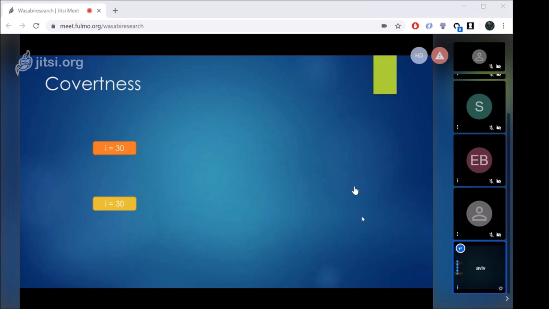So what do we mean by covertness in light of coin swaps? We mean that if you have Alice in orange and Bob in yellow, what they're doing when they're doing a coin swap between each other is they're sending their coins to a special address that looks like your average plain pay-to-public-key-hash address or pay-to-witness-public-key-hash address.